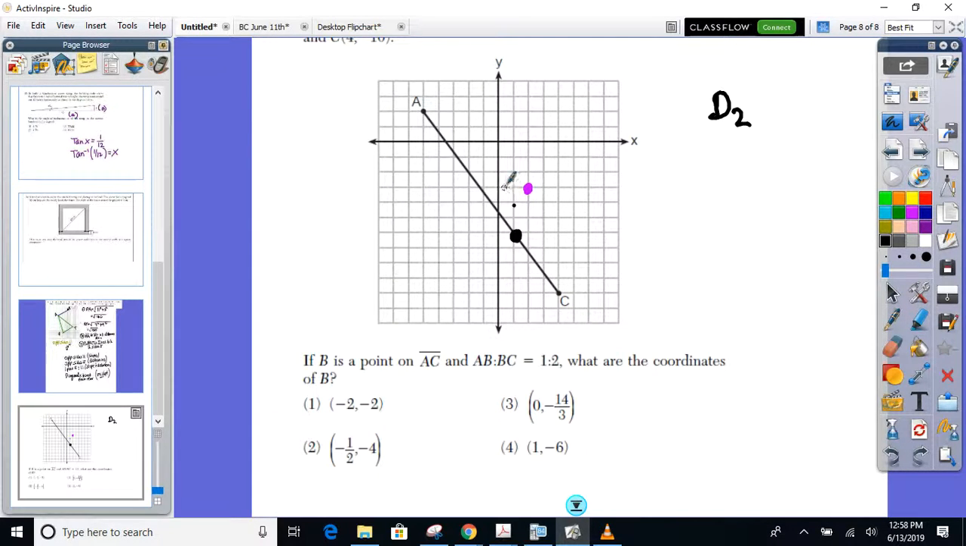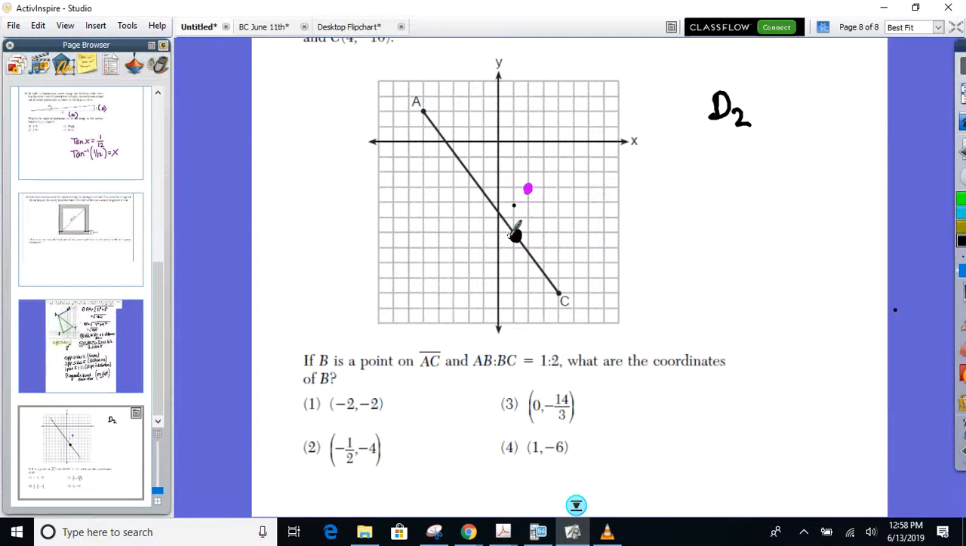Just 1, 2, 1, 1, 2, 3. 1, 1, 2, 3. And I'm going to do the same thing with another one. And then I'm going to take the slope of that line. And then I'm going to plug one of the points into y equals mx plus b to find the b value. And I got the new line. So just find 2 new points and then create the equation off those 2 points.